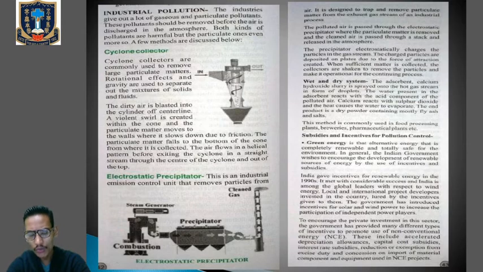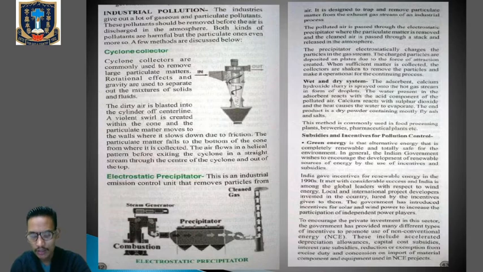Both types of pollutants, the gaseous and the particulate, are harmful, but the particulate ones present in the air are very harmful. So now we are going to discuss a few methods by which we control the emission of those pollutants into the air. The first method is called the cyclone collector or the cyclone separator.